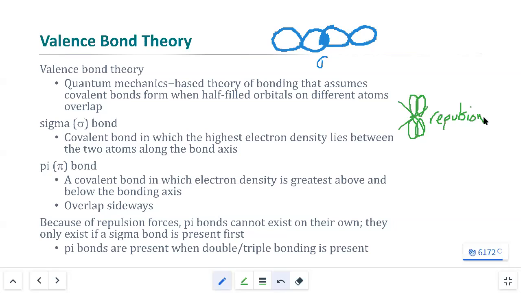Because of this, we're not going to see pi bonds on their own. Pi bonds will come about if we already have a sigma bond in place to supplement. So what does that mean? That means that we really only see pi bonds when we have double bonds and triple bonds. That first bond is a sigma, direct overlap, and then any additional bonds after that are pi bonds that exist in parallel above and below that sigma interaction.